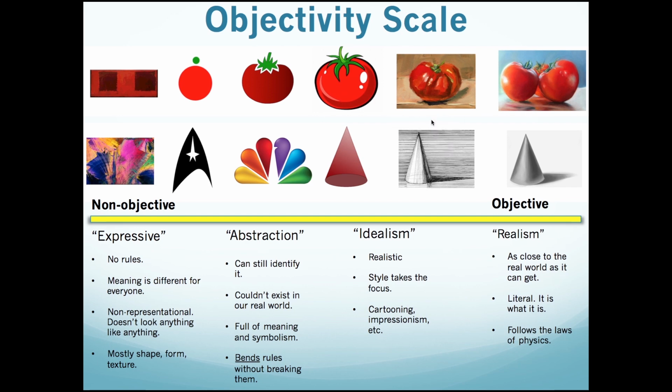When we start to move further over to the left, we get into what's called idealism. That's where style starts to take the focus. And if we look at this tomato, you see it's in kind of a loose, strokey, impressionistic painting style. Also, now we have more of a pen and ink kind of a style with this cone. It still follows law, it still follows perspective and rules. It's just starting to do it in a new way. Cartooning would also be in an idealistic style of some sort. So this cartoony tomato, this sort of cartoony cone, and these shapes would fall under idealism.